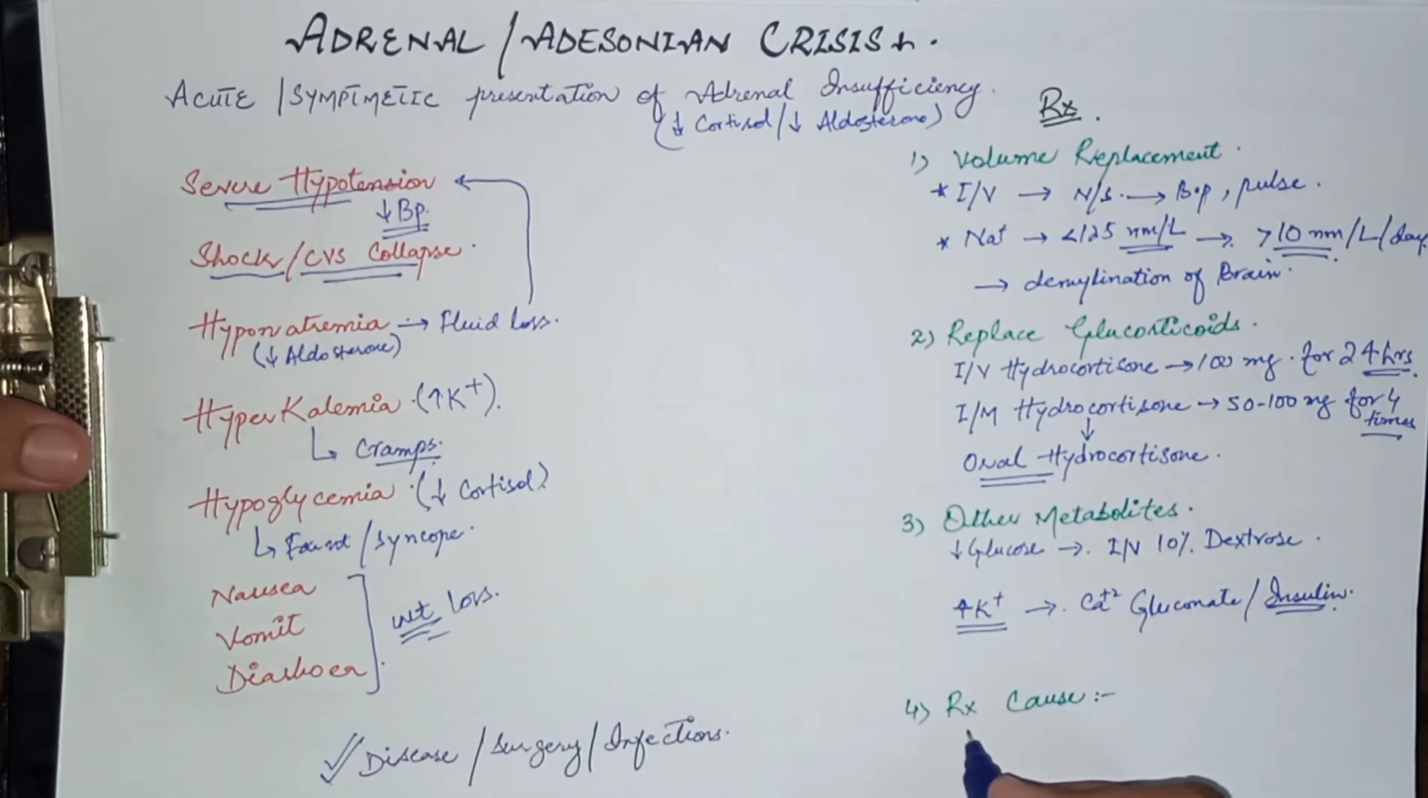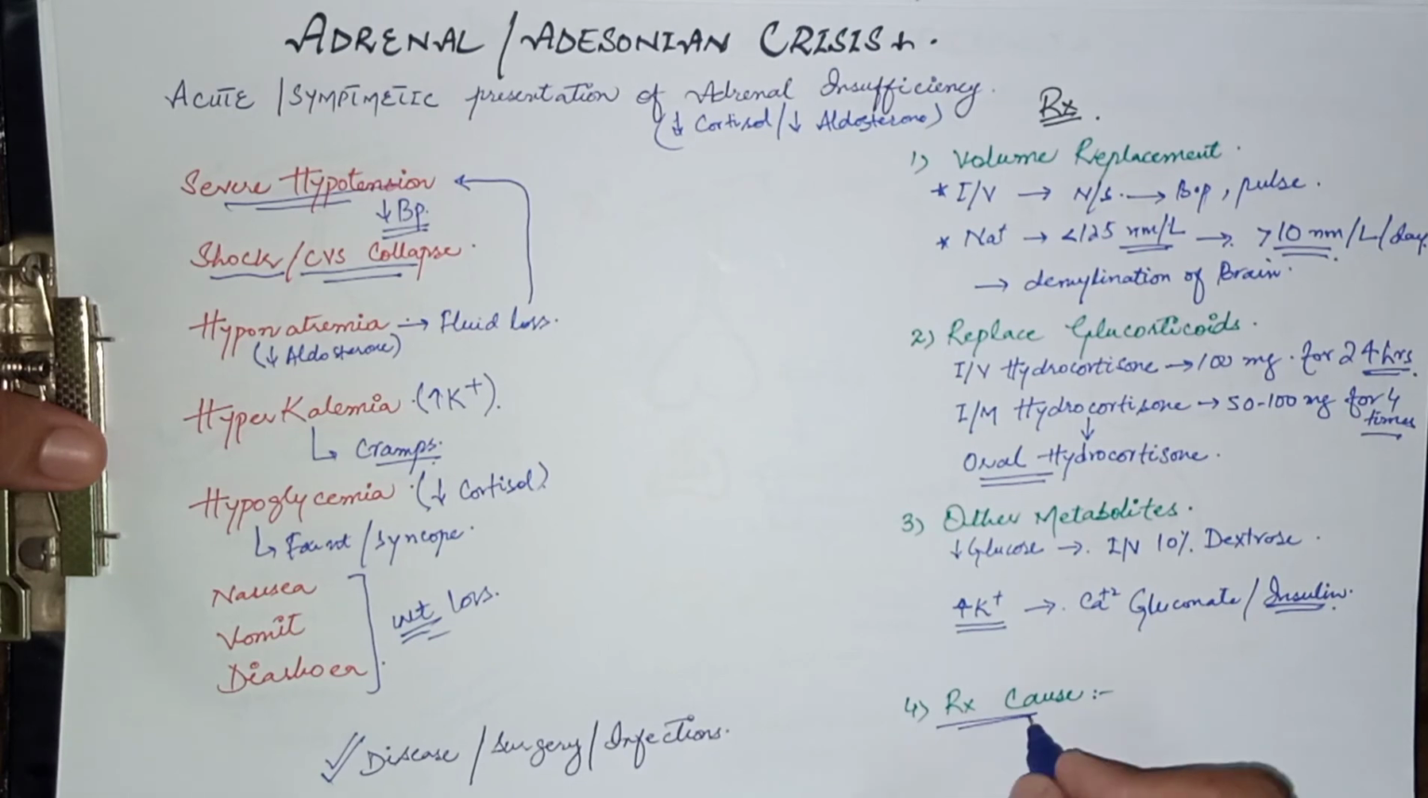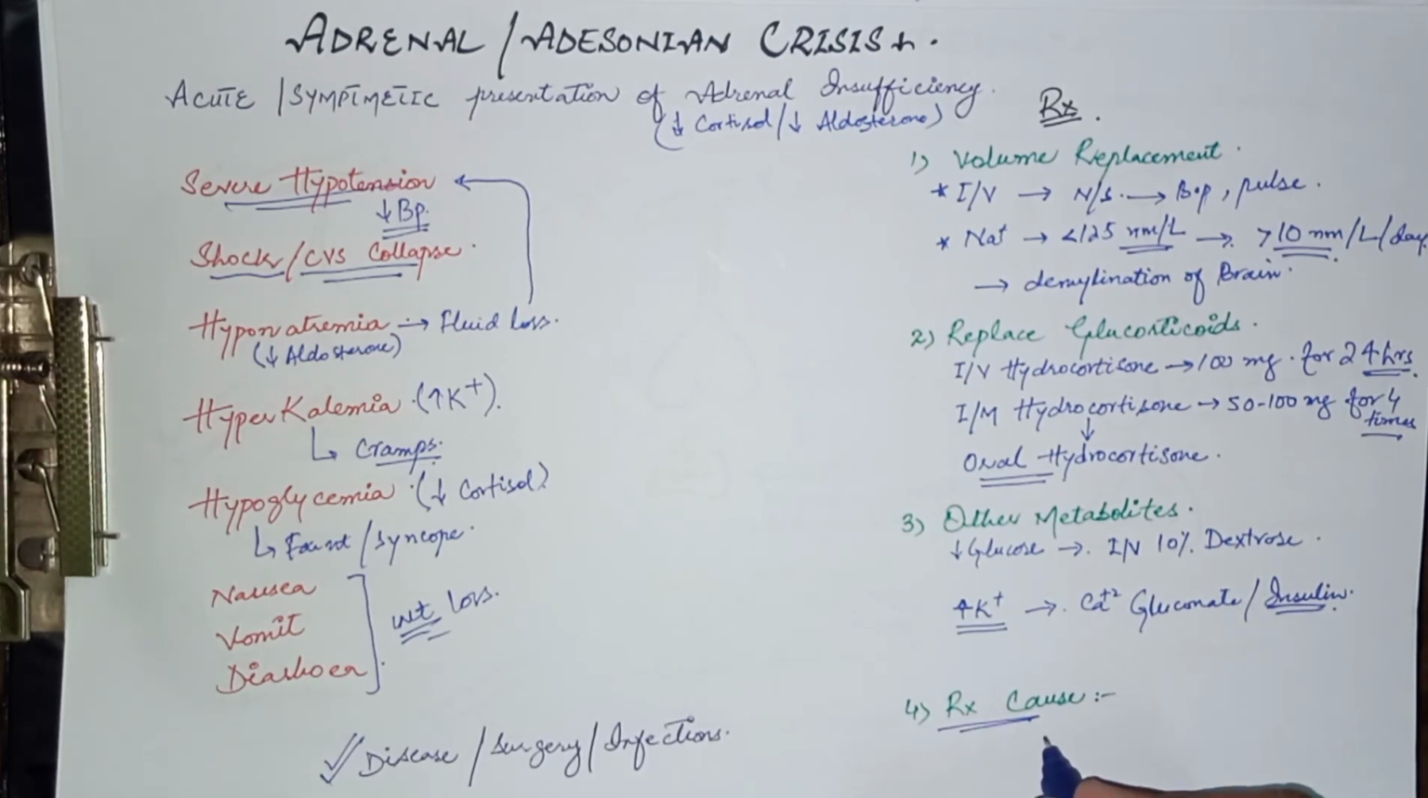The last step is to manage the cause accordingly. Find out the pathology, whether it is in the pituitary gland or in the adrenal gland, and manage the cause accordingly. So it is all about the Addisonian crisis.